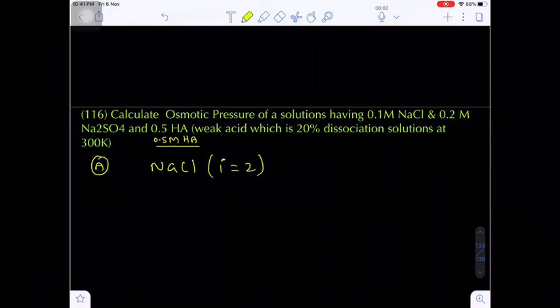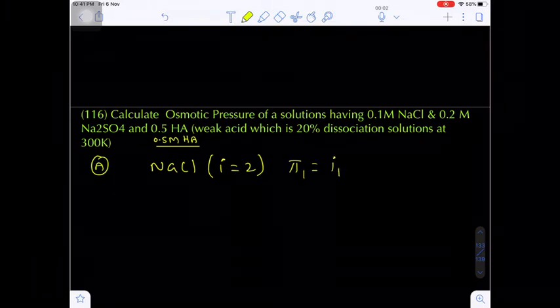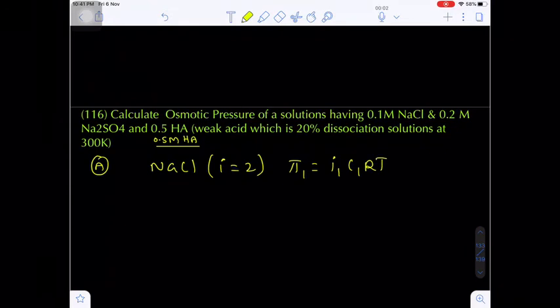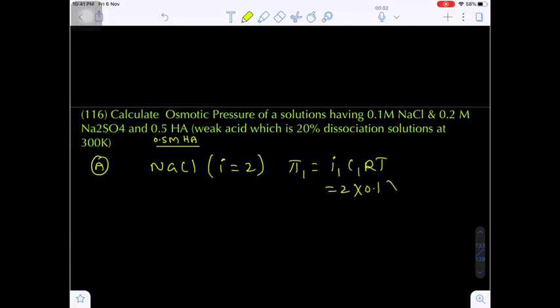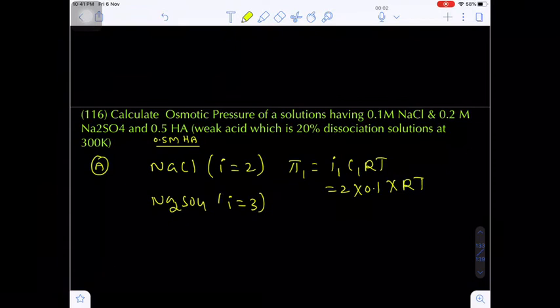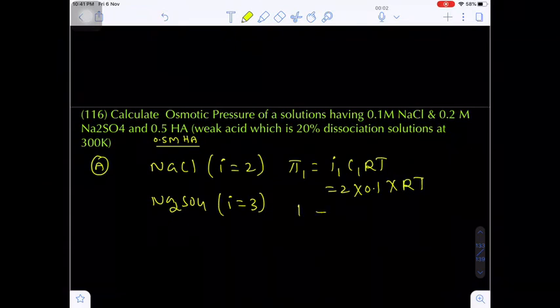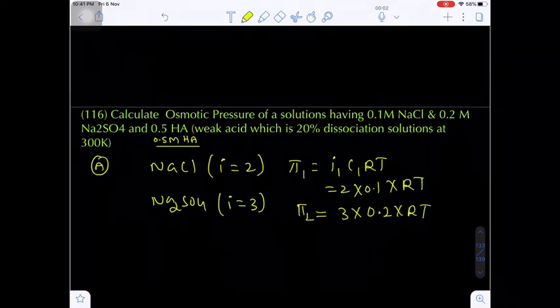That will be 2. Okay, so pi is equal to iCRT. So I1 I am writing, pi 1 equals i1 C1 RT. That will be 2 into concentration 0.1 into RT as it is. Now come to sodium sulfate. The iota value, if it is 100% ionization, will be 3. So pi 2 will be equal to iota 3, concentration here 0.2 molar, into RT.